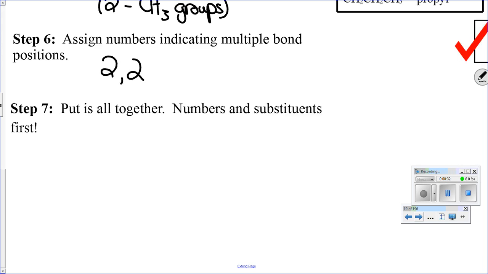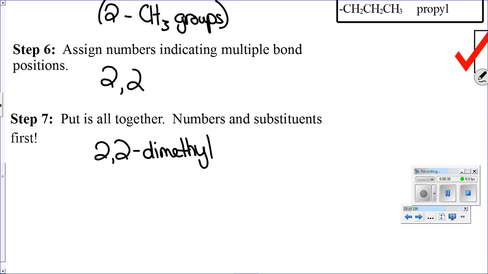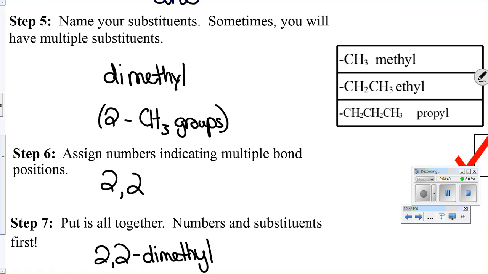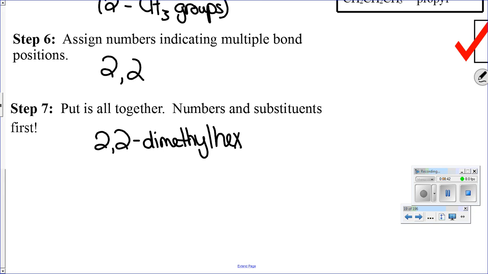So we're going to put this molecule together. This is 2,2-dimethyl. And remember, we have 6 carbons in a row, so that's hex, and all single bonds gives us an ane ending. 2,2-dimethylhexane.